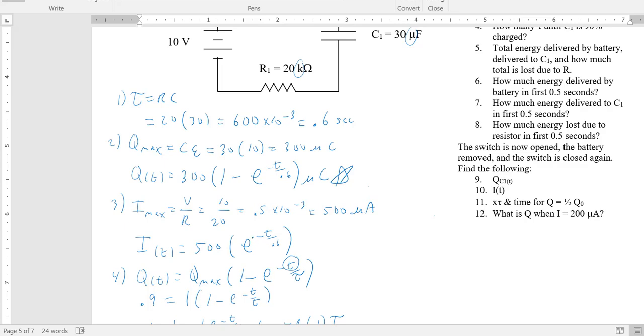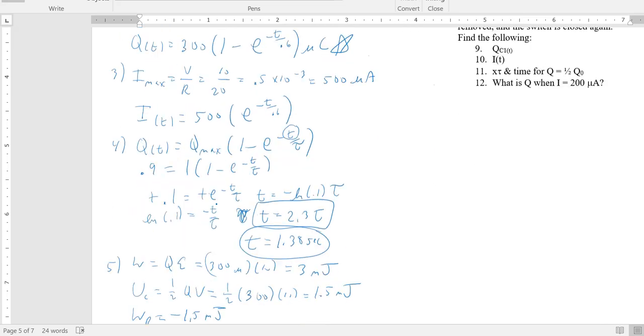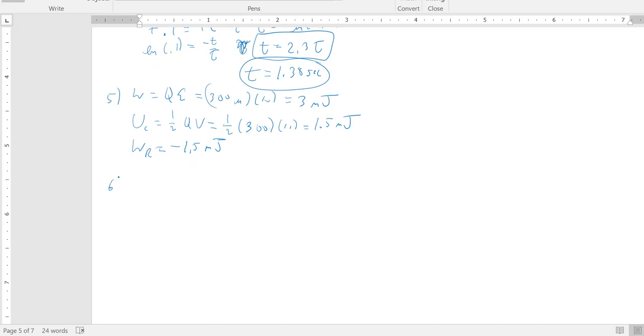How much energy delivered by the battery in the first half second? Okay. So for number 6, the work done by the battery will be Q times E, okay? But we got to figure out Q. So Q after half a second. So Q is going to be 300 times 1 minus e to the negative 0.5 over 0.6. And if you plug all that in your calculator, you're going to get 169.6 microcoulombs. That's Q.